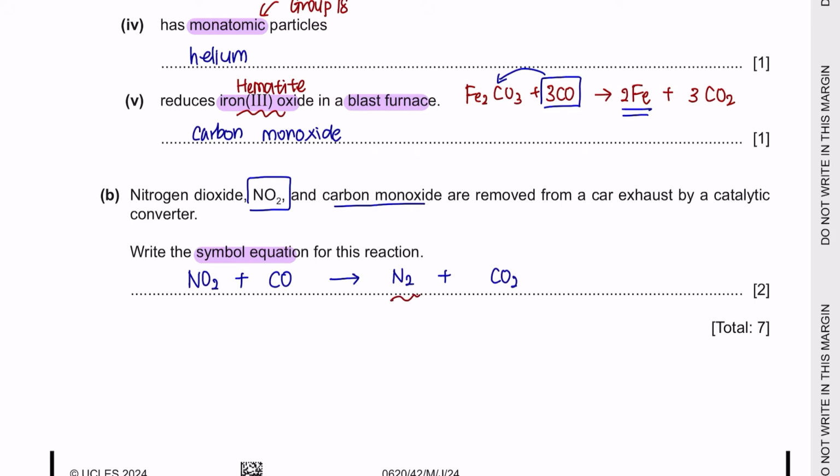Since there's 2 nitrogen here, we'll put a 2 here, giving us 4 oxygen here and 1 oxygen here. However, on the product side, we only have 2 oxygen. So to balance it, we can put a 4 here, giving us a total of 8 oxygen, and another 4 here, giving us a total of 8 oxygen. You have 4 carbon and 4 carbon. So now the equation is balanced.